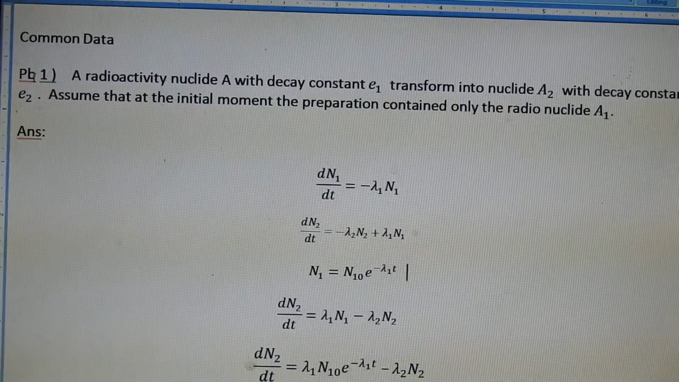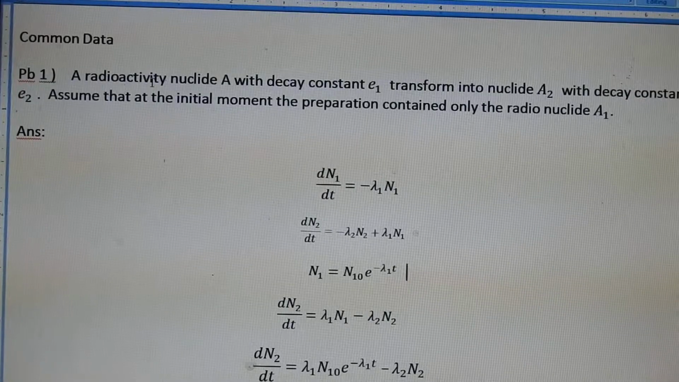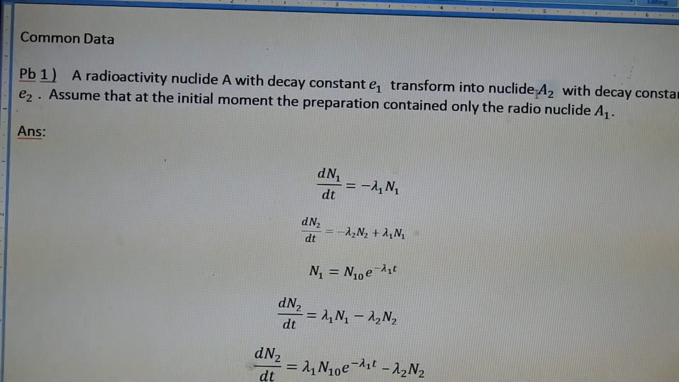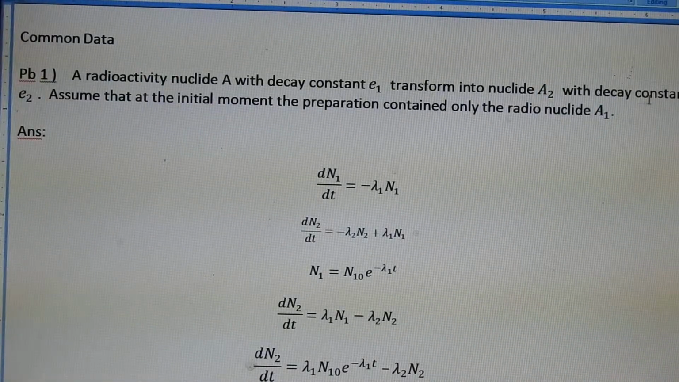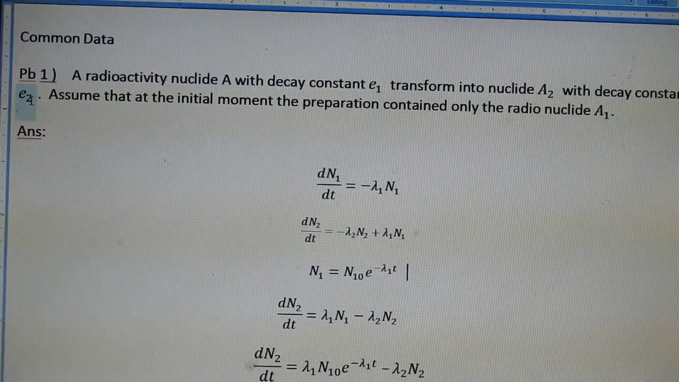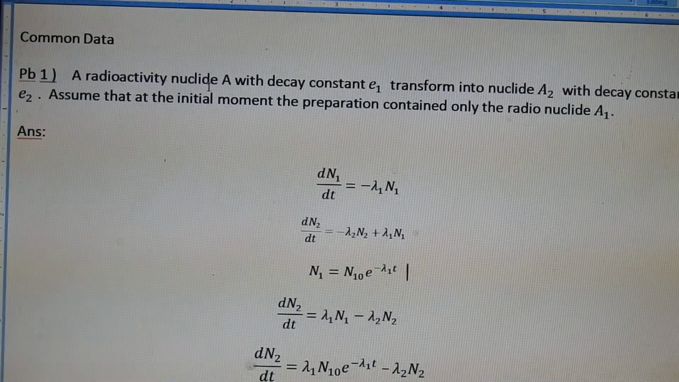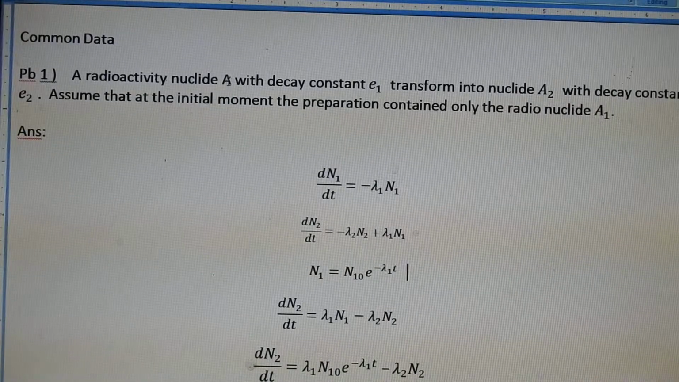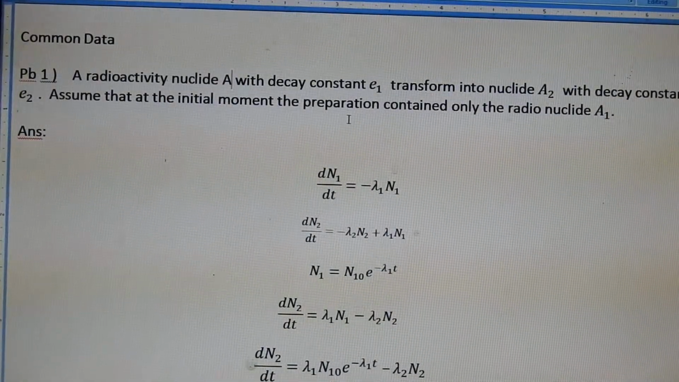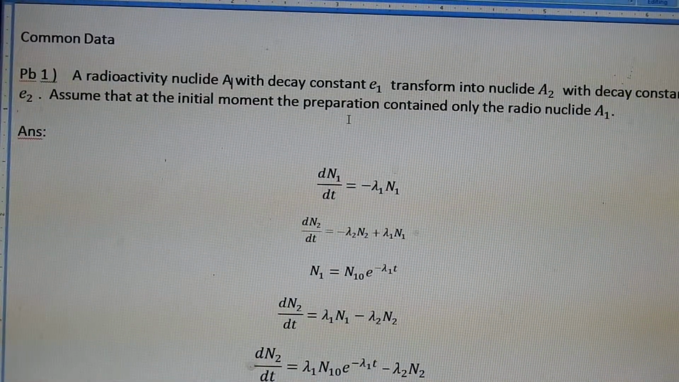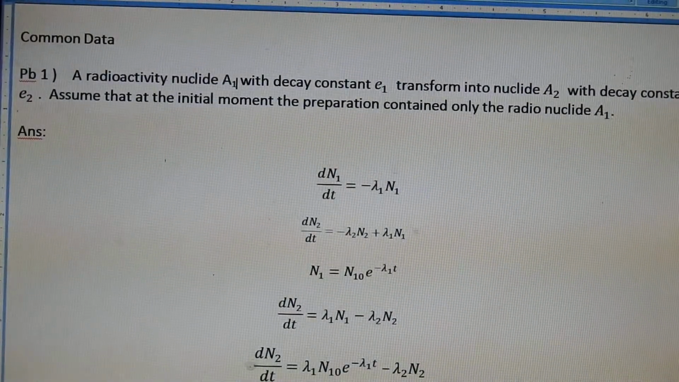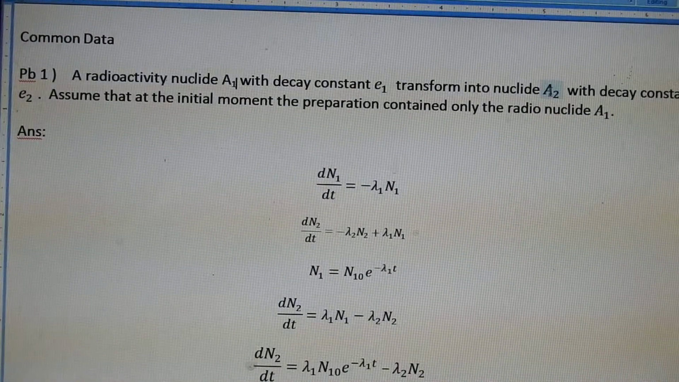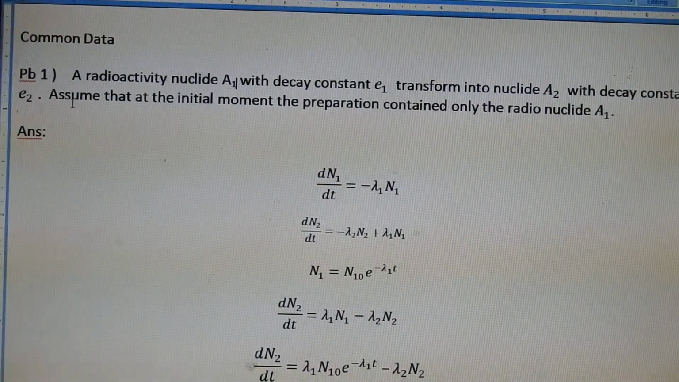Common data. So the problem is a radionuclide A with decay constant λ1 transforms into A2 with decay constant λ2. Okay, so I can write it as: a radionuclide A1 with a decay constant λ1 transforms into nuclide A2 with a decay constant λ2.